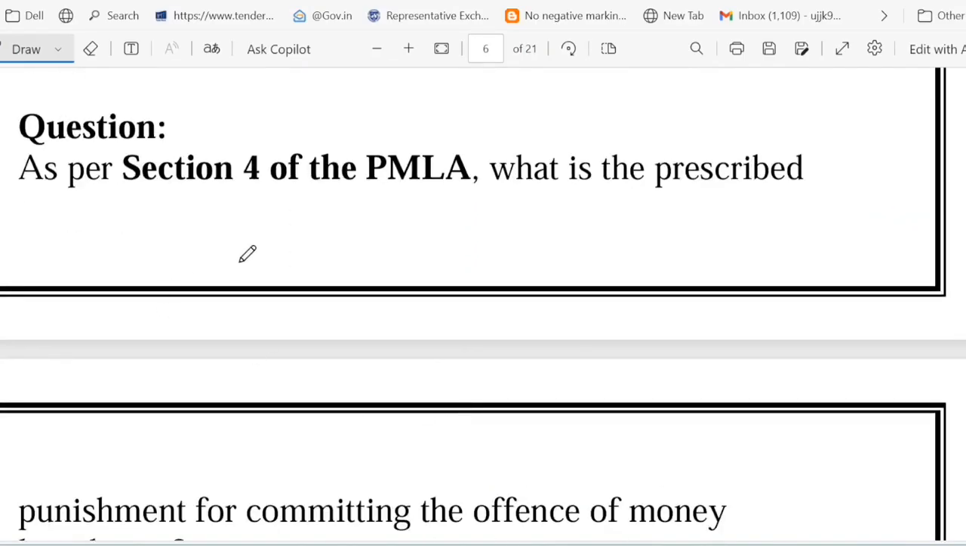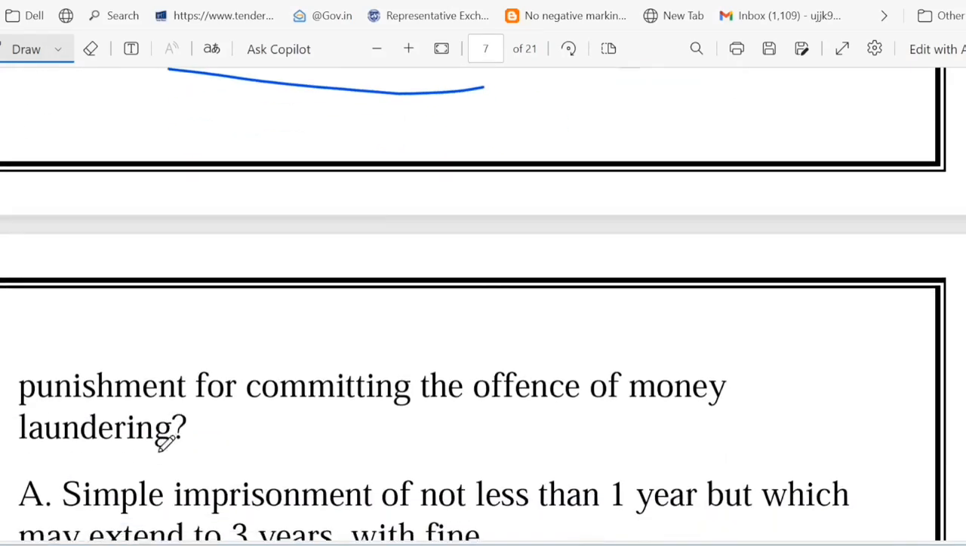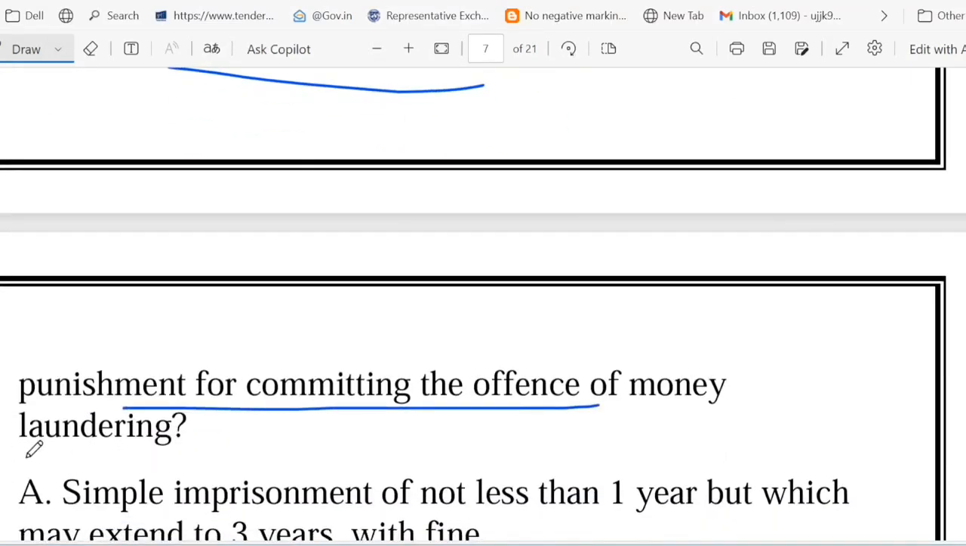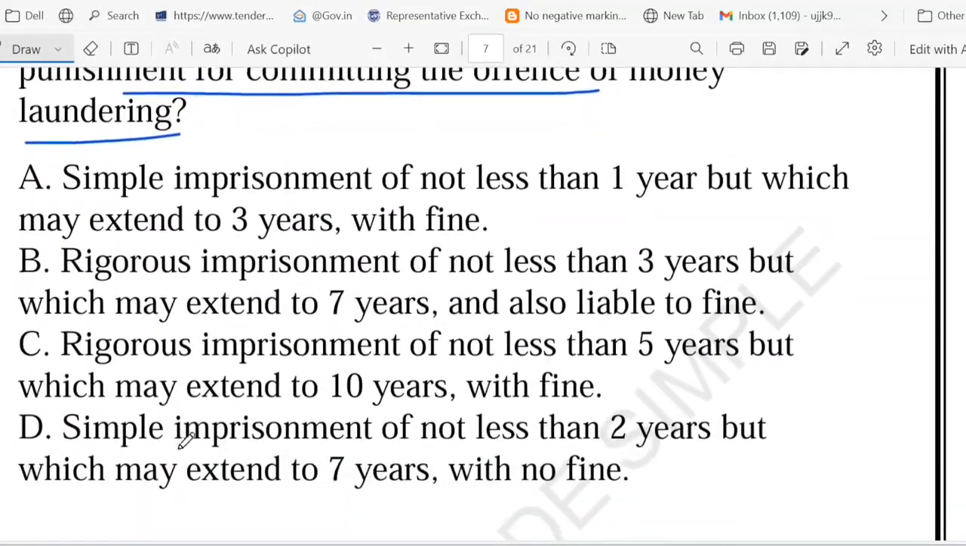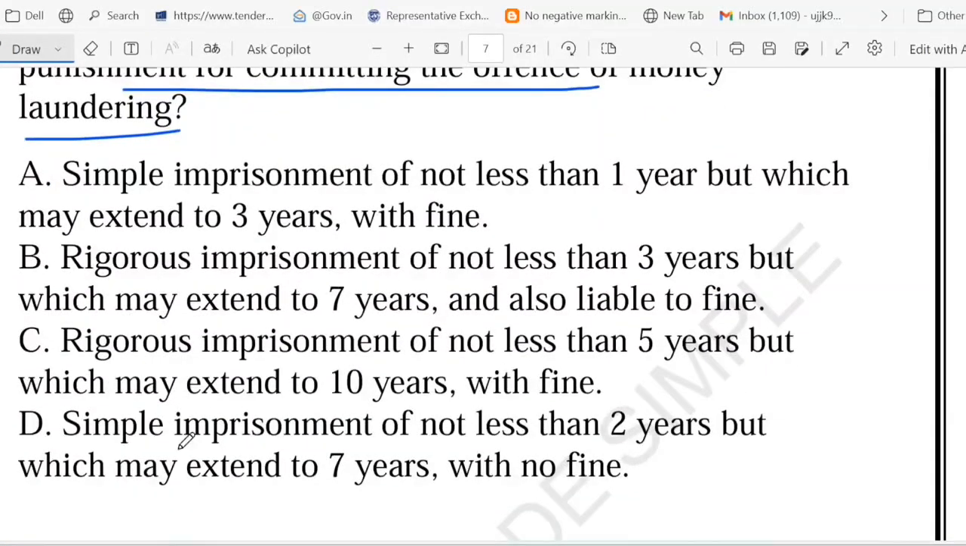Now friends, let's look at the next question. The next question is, as per Section 4 of the PMLA, what is the prescribed punishment for committing the offense of money laundering? So let's see the options that we have. These are the 4 options that we have.